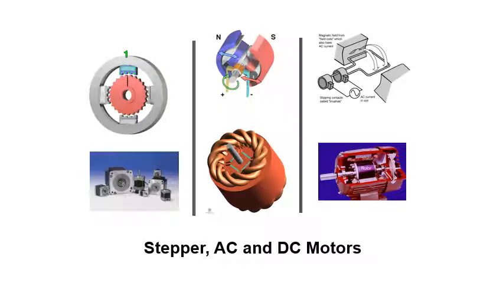From the left side, these are examples of stepper motors. This is a rotor and these are the stators. All of these will have an example and a working animation video, which I will give in the next video with a suitable example. And this one is the AC motor and this is the DC motor.